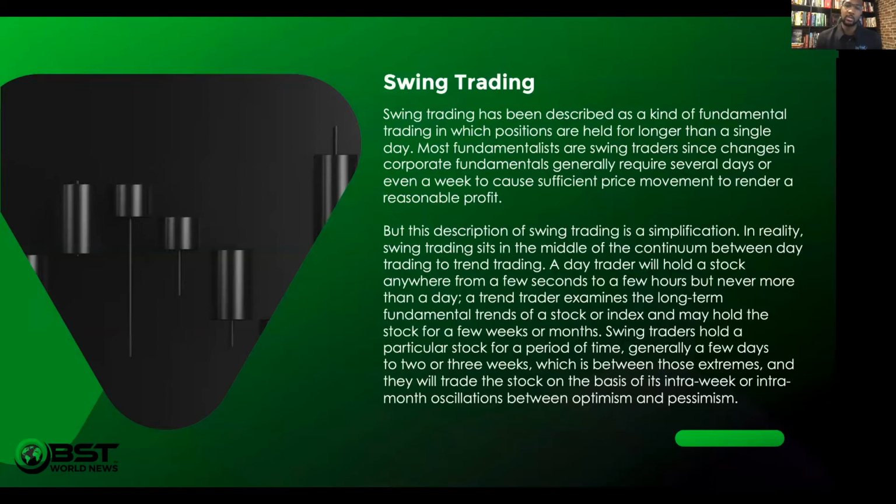But this description of swing trading is a simplification. In reality, swing trading sits in the middle of a continuum between day trading and trend trading. A day trader will hold a stock anywhere from a few seconds to a few hours, but never more than a day. A trend trader examines the long-term fundamental trends of a stock or index and may hold the stock for a few weeks or months. Swing traders hold a particular stock for a period of time, generally a few days to 2 or 3 weeks, which is in between those extremes, and they will trade the stock on the basis of its intra-week or intra-month oscillations between optimism and pessimism.